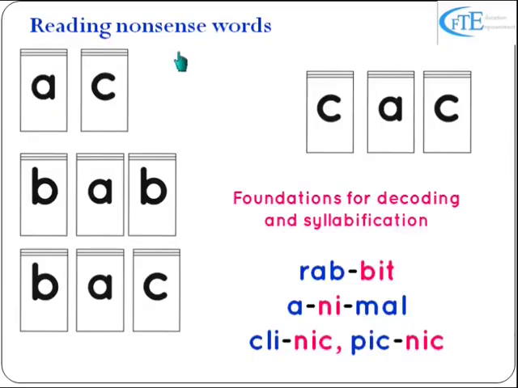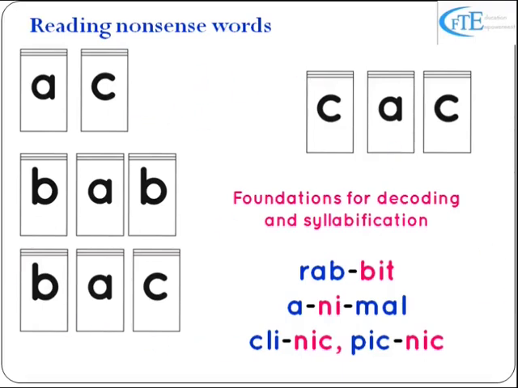Now, it's very important also to teach your child how to articulate nonsense words. A, k, ek, b, a, b, bap, b, a, k, back, k, a, k, kek. This is the foundation for decoding and syllabification. This is very important when reading bigger words later on.